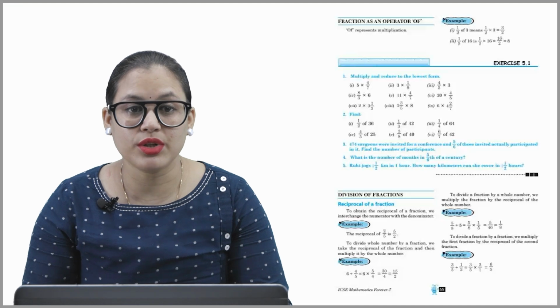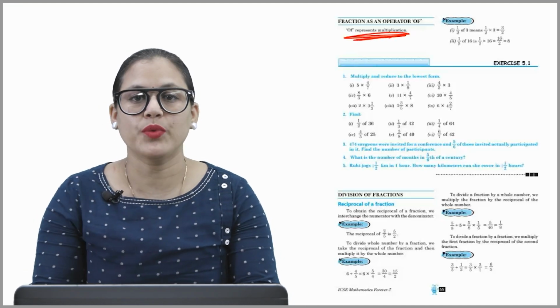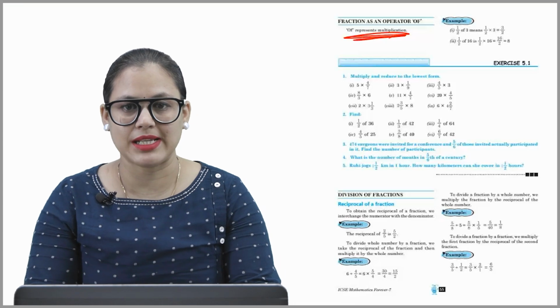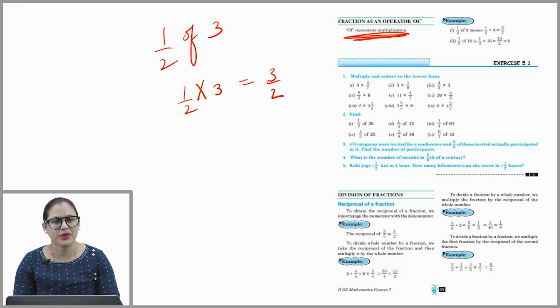Fraction as an operation of represents multiplication, okay, about which we have already studied in previous classes, okay? So, 1 by 3 of 3 means 1 by 3 multiplied by 3, okay? Then you will get this answer 3 by 2, right?